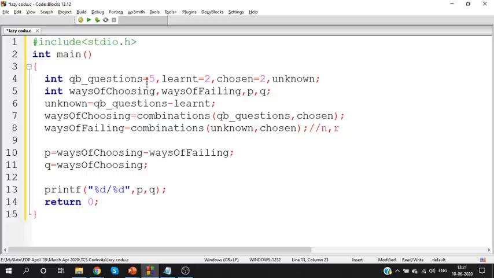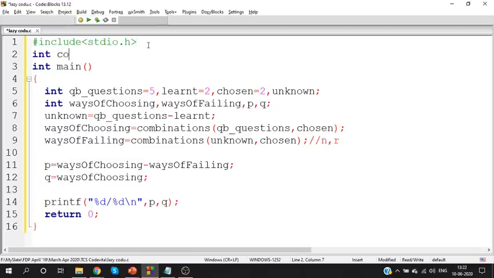So for 5 to 2, what are the values of P and Q? 7 by 10. That is what we have been learning all this time, right? We haven't completed the combinations function, so we won't get 7 by 10 for now. So let it stay right here. Now we'll fill up the combinations function. Combinations of, I will give two values, int n comma int r.